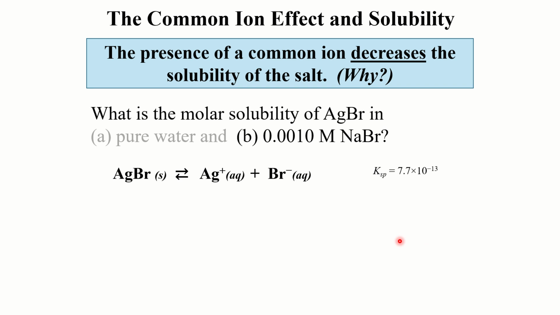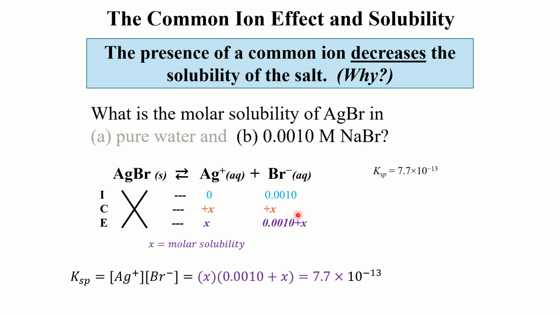Let's move to question B. What is the molar solubility in 0.0010 molar NaBr? So I can again set up an ice table, ignore the solid. Initial concentration of silver is 0. Initial concentration of Br minus is 0.0010. Their change for both is still plus X, giving equilibrium concentrations of X and 0.0010 plus X. Remembering that again, X is still molar solubility.